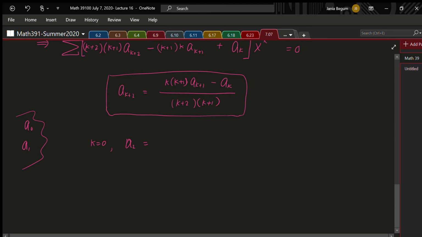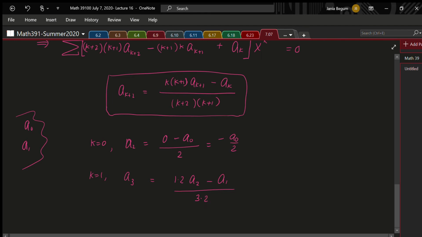So what is a2? Let's plug in k equals 0. So the first term we're going to have a sub 0, right? Nothing. So you get 0 minus a sub 0 over 2. So that's negative a sub 0 over 2. And then when I plug in k equals 1, we have a sub 3. So k is 1, so that's 1 times 2, a sub k is a sub 1, that's 2, minus a sub 1 over 3 plus 2, 3 times 2.